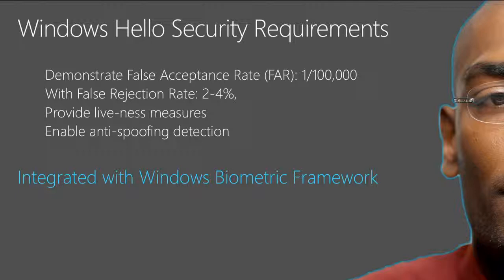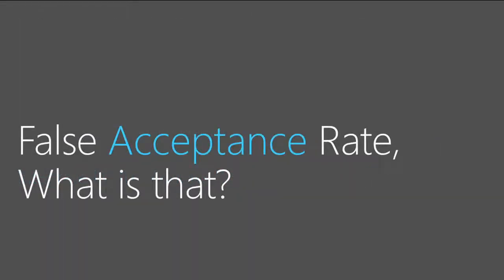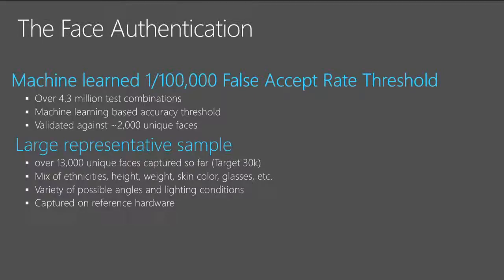So, those two numbers, as I said, are related. You can increase the false rejection rate, which means my convenience is disappearing but security is increasing. So we need a very interesting balance between those. We're combining them together. Liveness detection and anti-spoofing measurement is a requirement. So, false acceptance rate. Let's talk about that. It's a very interesting topic.